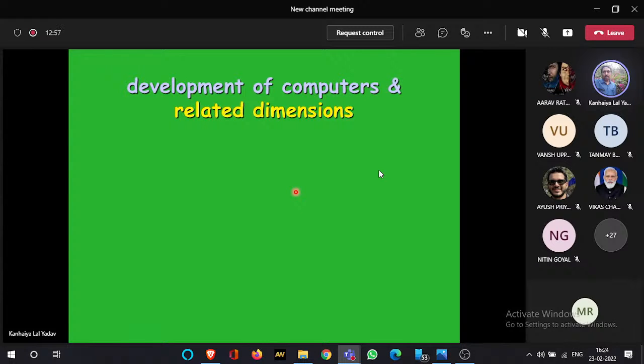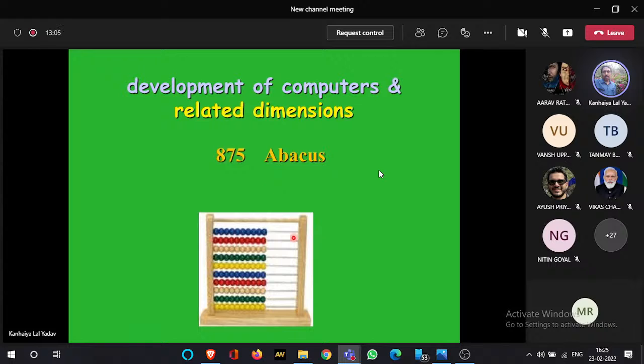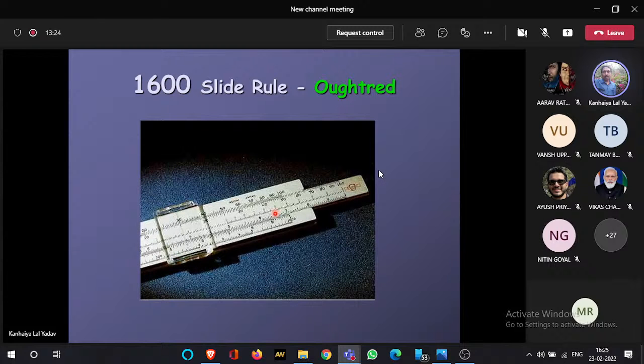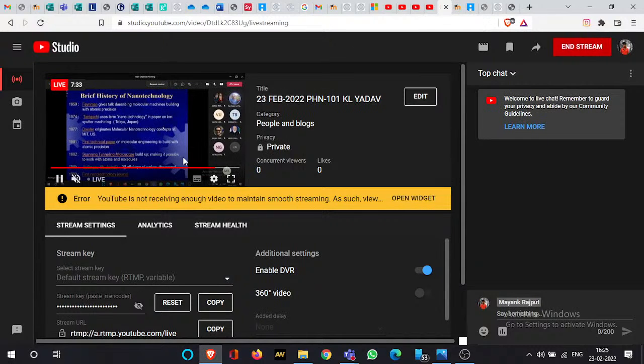Now something about the development of computers, related dimensions. So abacus, you might have heard, and early days you might have used this even at nursery level. Nowadays, in some places abacus schools are there where they teach how to count fast, and multiplication and division can be done. Then around 1600, the slide rules came. So these are slide rules which can be used for calculations. I have also not seen and used it, and you might be the same. So this was developed around 1600.